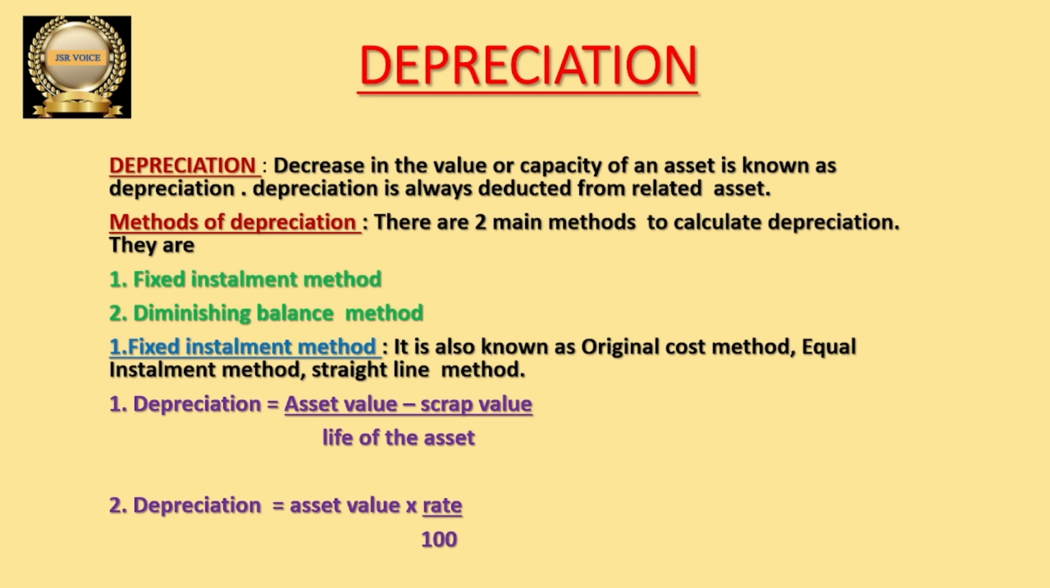First, let us discuss what is depreciation. Depreciation means decrease in the value or capacity of the asset. If any asset capacity or value decreases, that is known as depreciation. Why will the asset capacity come down? Because if we use the asset in the business, definitely the capacity of the asset will come down because we are using that asset in the business. If we use any asset, obviously the capacity of the asset will come down.